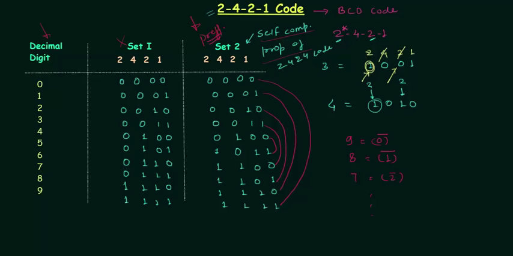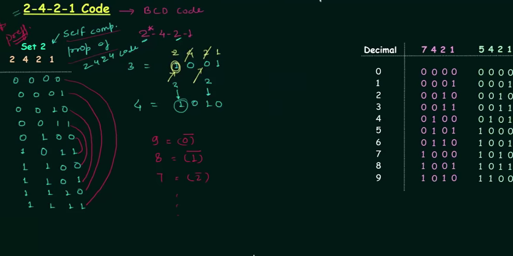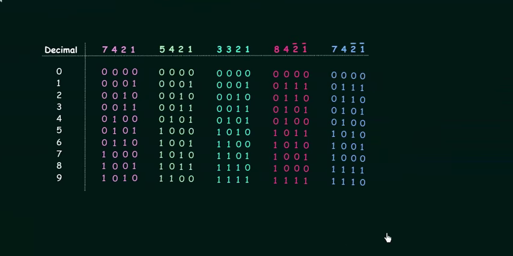Now we will move to other codes in BCD. This is the table in which I have already written the other 4-bit BCD codes. The first one is 7421 code. The second one is 5421 code. The third one is 3321 code. The fourth one is 842 complement 1 complement code. And the last one is 742 complement 1 complement code. This table is important because in quiz, I'm going to ask questions from this table. So please go through this table.